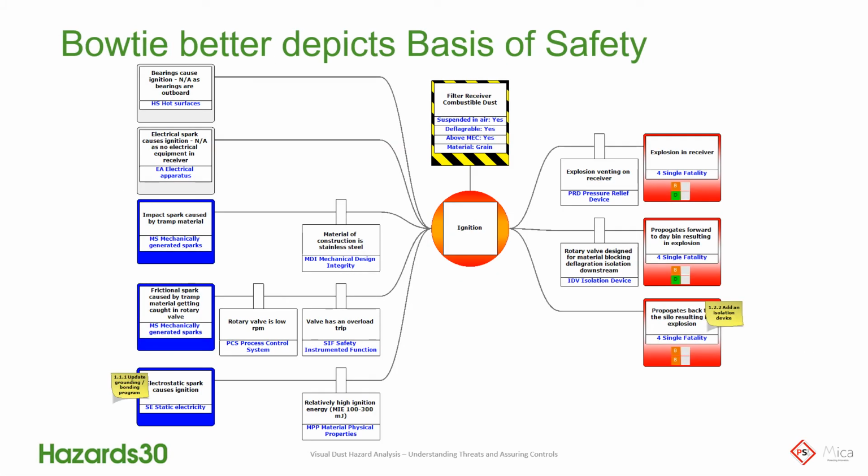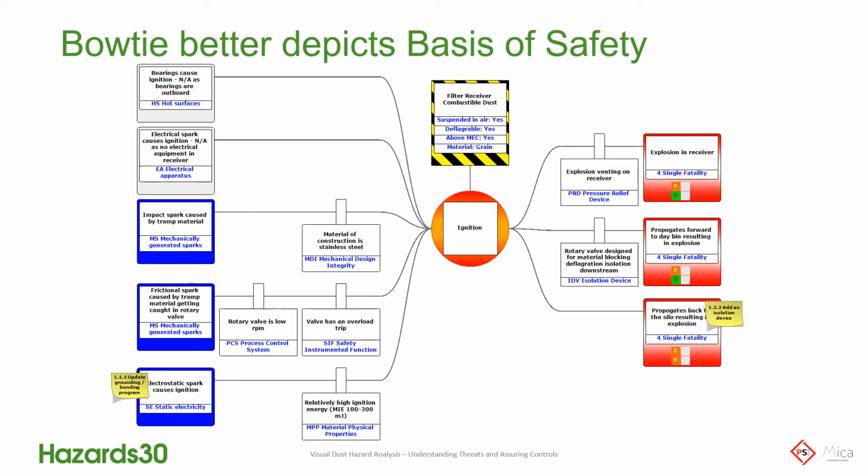What that same analysis would look like in a bow tie is shown here. We've got our ignition sources, and these are classified according to conventional standards, BS EN 1127, for example. We've got hot surfaces, which we don't think are credible, and electrical apparatus, which again is not credible because there's no electrical equipment in the receiver. But we've got two sources of mechanically generated sparks and one source of static electricity.